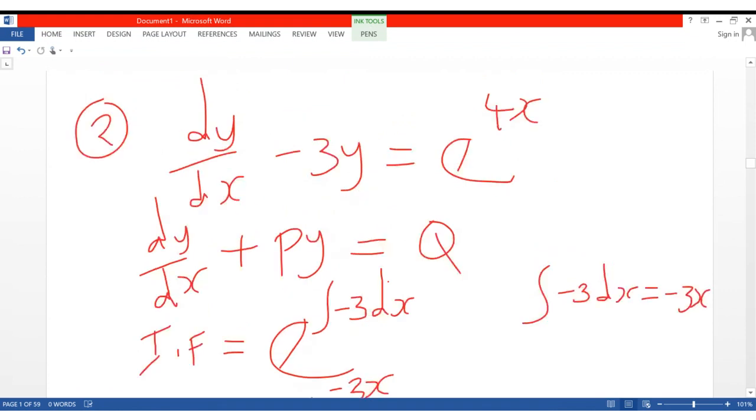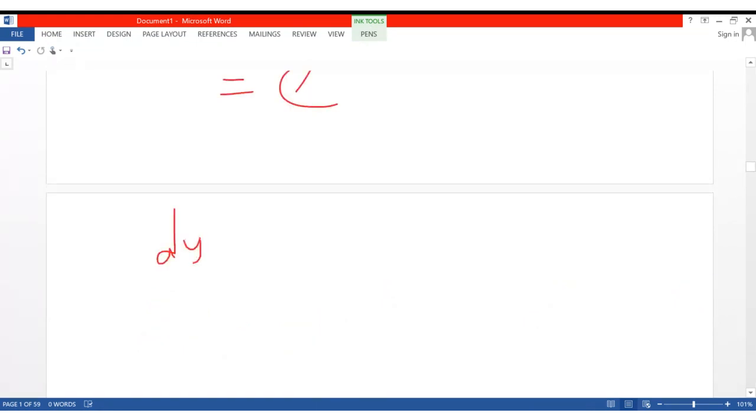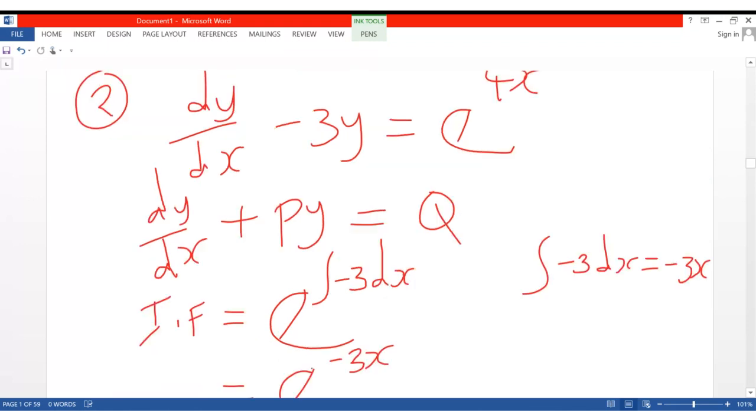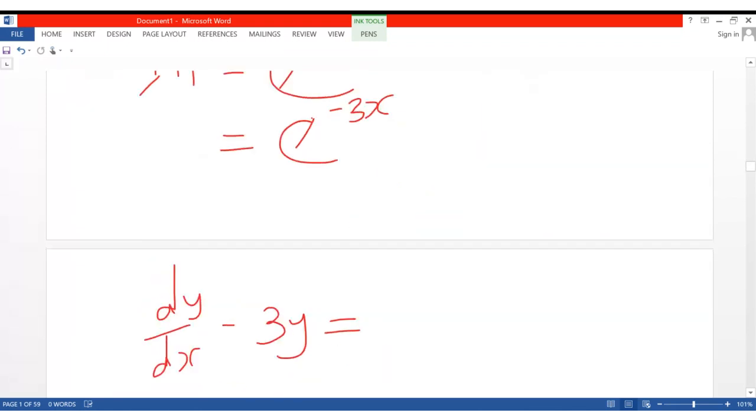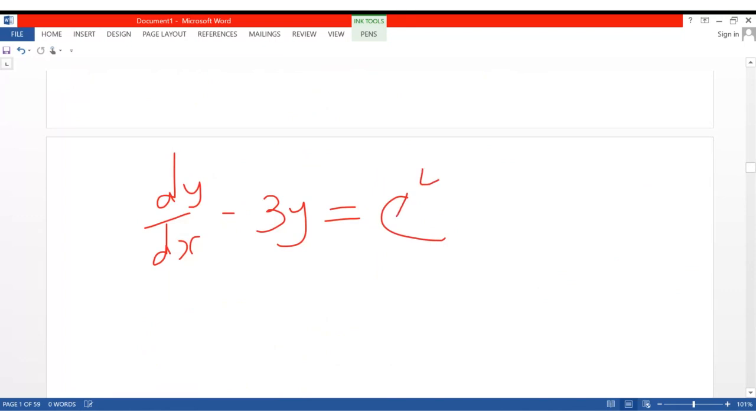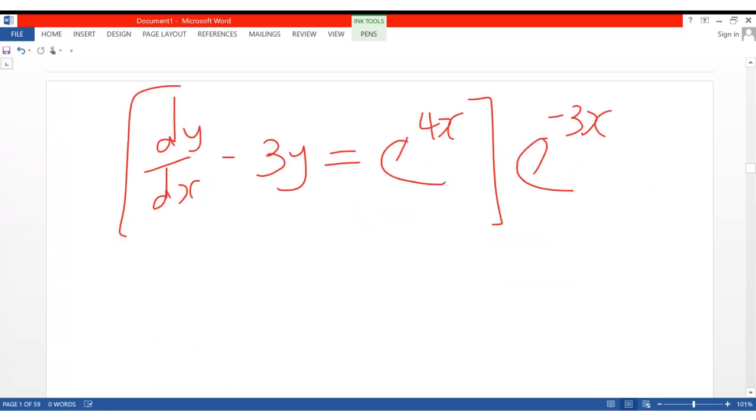My equation was reading like this: dy over dx minus 3y was given by exponential 4x. Then I multiply the whole of this with the integrating factor, which we got as exponential -3x. So when I multiply, I'll get exponential -3x dy over dx. Here I'll get -3 exponential -3x y.